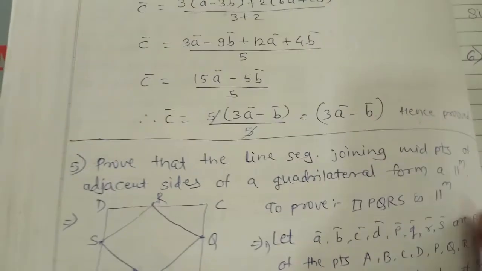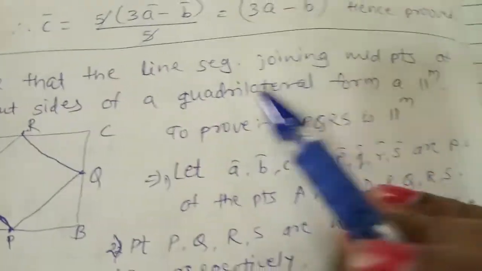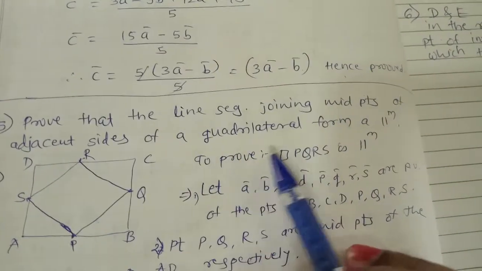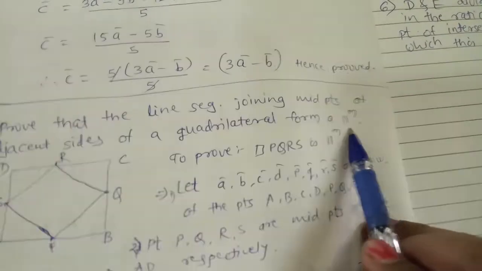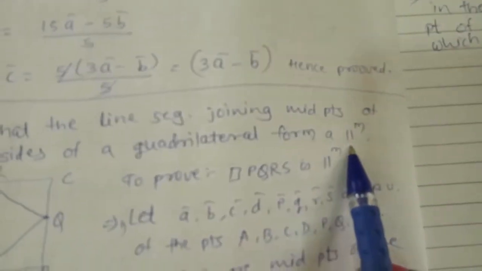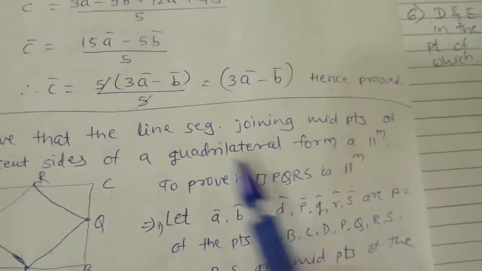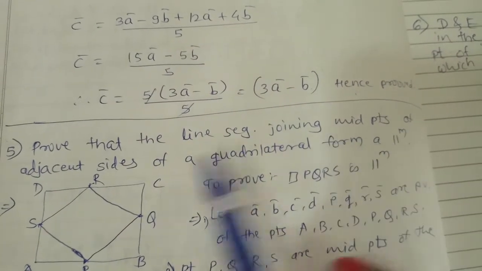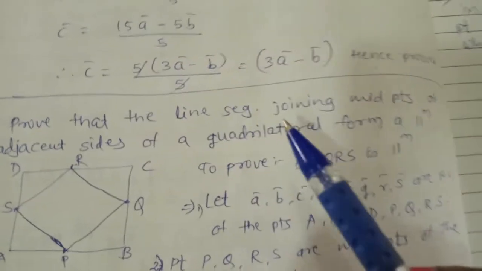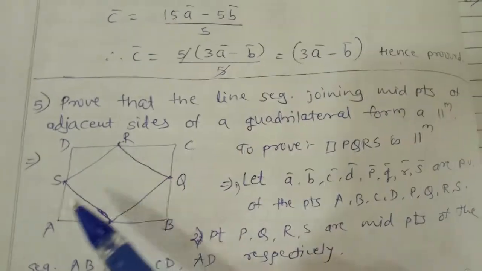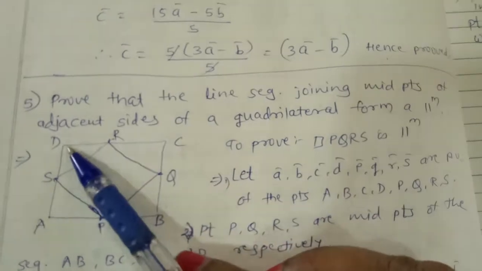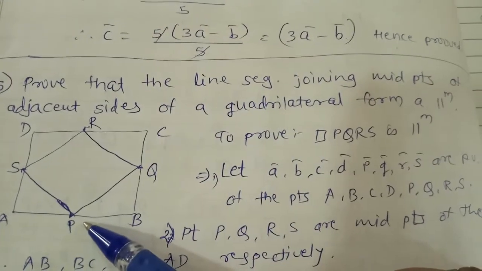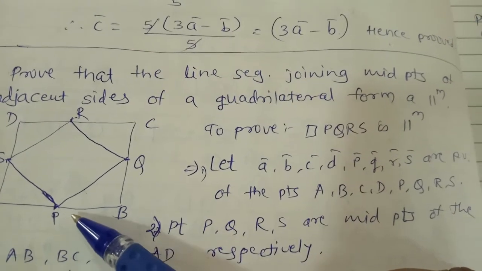Now see example number 5. Prove that the line segment joining the midpoints of the adjacent sides of a quadrilateral forms a parallelogram. So this is the symbol of a parallelogram. So here we have to show that the line segment joining the midpoints of adjacent sides of a quadrilateral forms a parallelogram. So we have to take any quadrilateral. So this one, ABCD, is any quadrilateral, and we have to join the midpoints of the segments or adjacent sides of this quadrilateral.